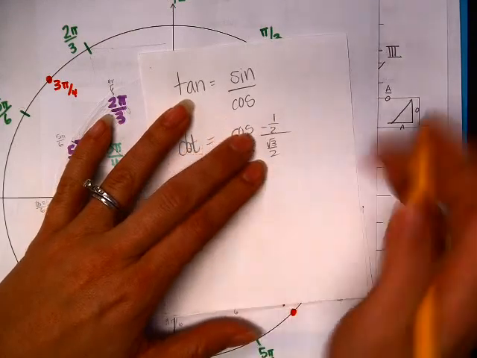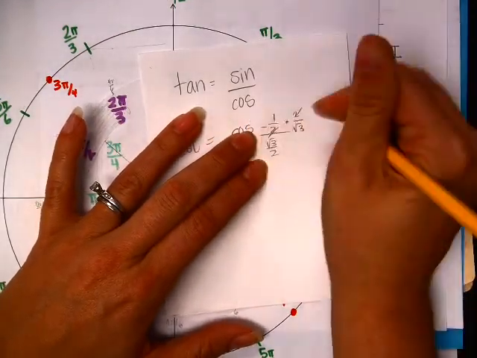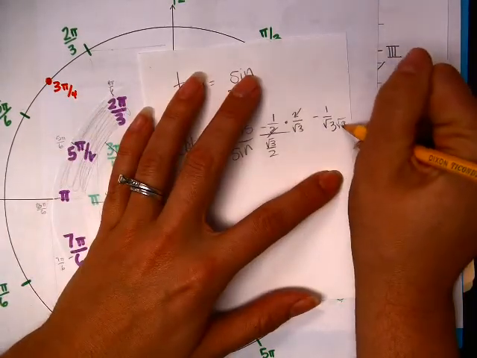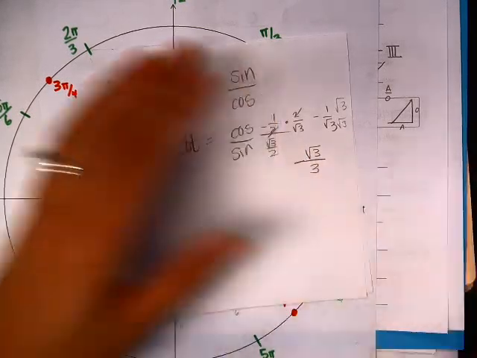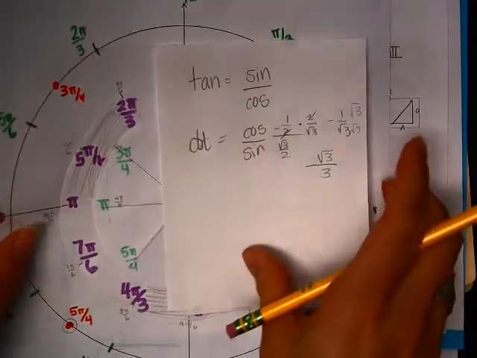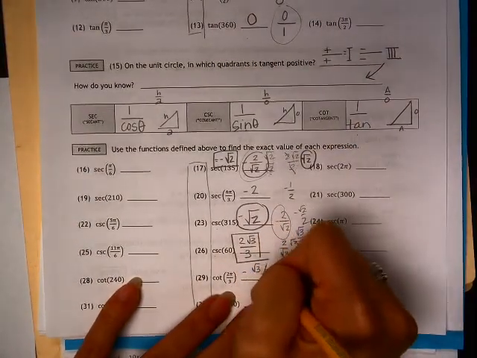So remember, division means multiplied by the reciprocal, which gives us negative 1 over root 3. Technically, we're not supposed to have a root 3 on the bottom, so we end up getting root 3 over 3. When we're finished, it is negative, because we have a negative divided by a positive. So that would be negative root 3 over 3.